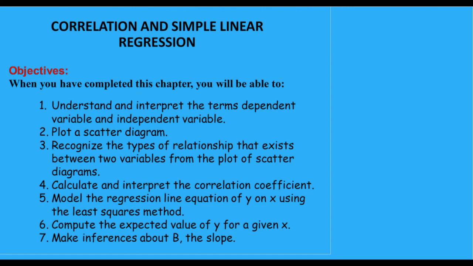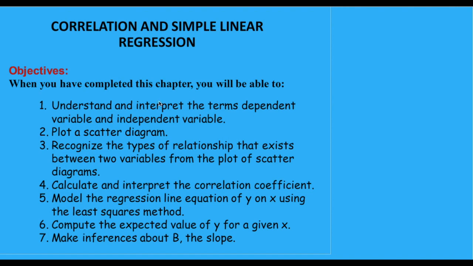Hi class, today we are going to discuss one of the easiest chapters in engineering statistics, which is correlation and simple linear regression. First of all, this chapter is a bit different from the other chapters because what we're going to study would be the relationships between two variables. Okay, let's look at the objectives of the chapter.